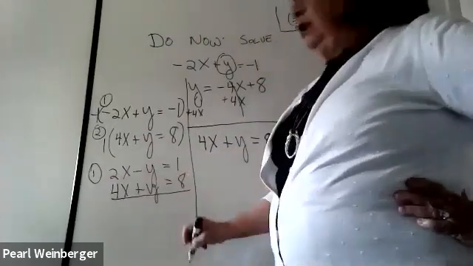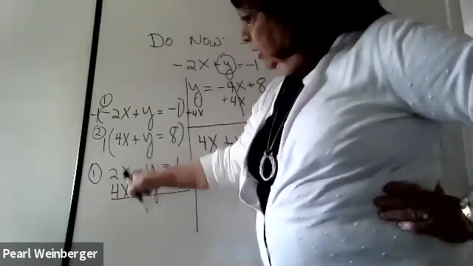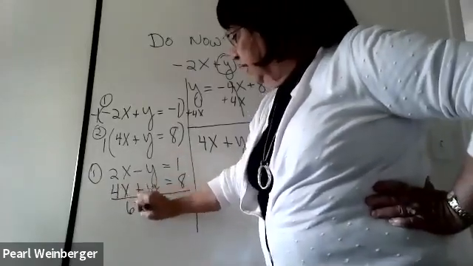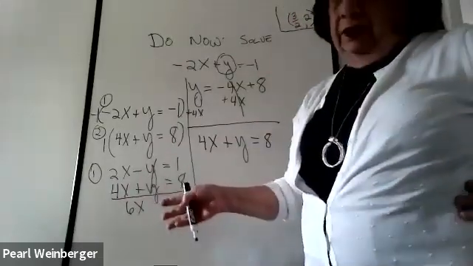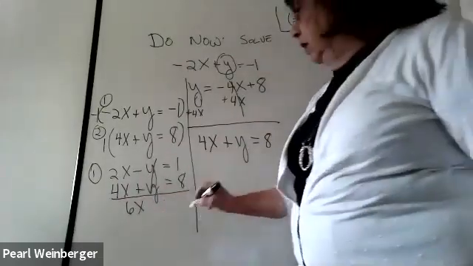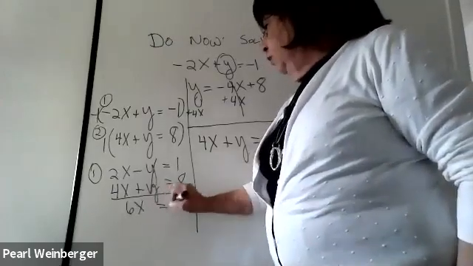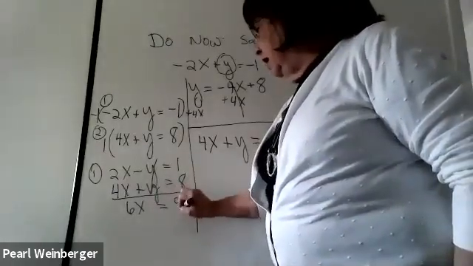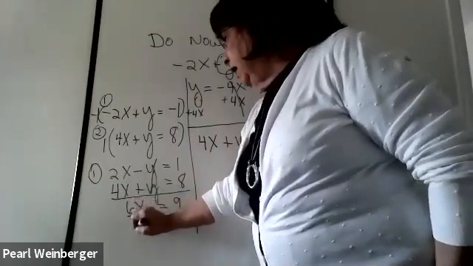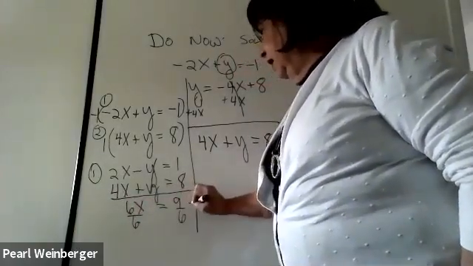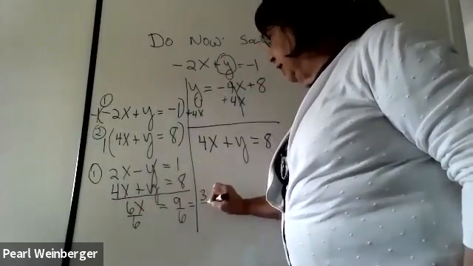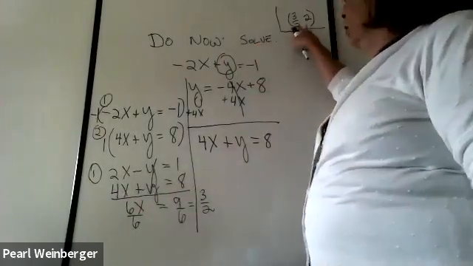And when I add these two equations together, 2x and 4x gives me 6x. Negative y and positive y are eliminated. That was the whole point of this, that we're getting rid of the y's. And 1 plus 8 is 9. And then I'll figure out what x is by dividing by 6. And again, reducing this gives me 3 halves. And we're back to over here.